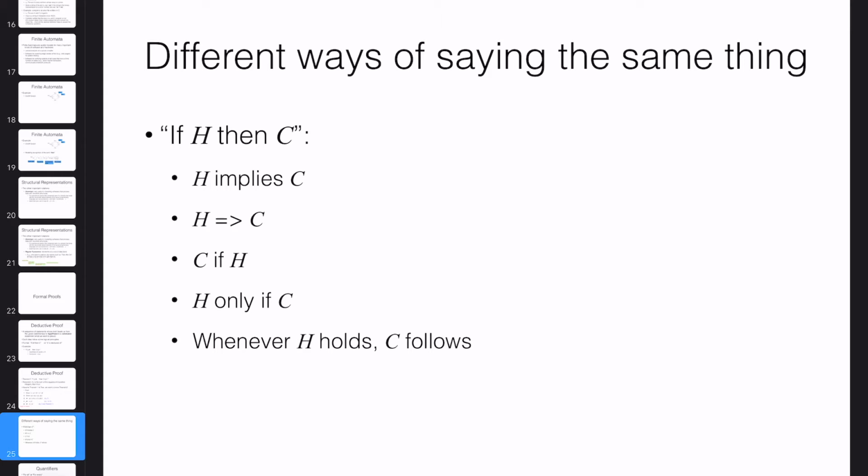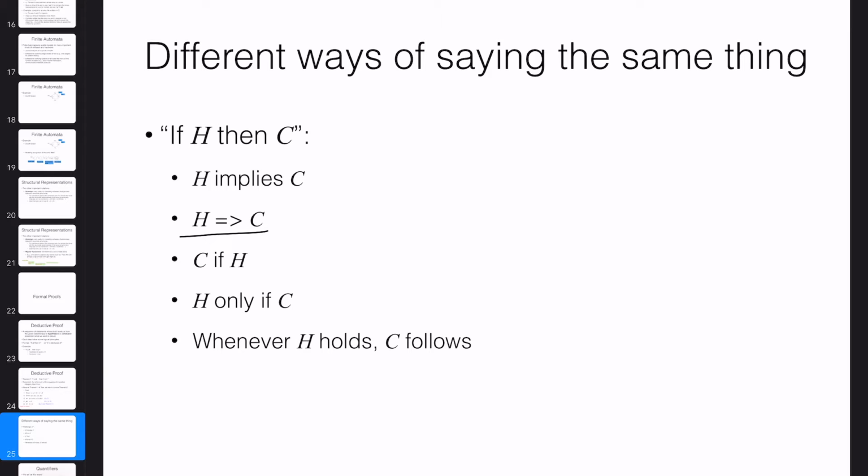So when we are writing our theorem, these are just different ways of writing the same thing. If you want to write a theorem in the form that if the hypothesis H is true, then you can conclude C, you can write it as if H then C, or you can write it as H implies C. All of these are different mathematical forms of representing the same thing.